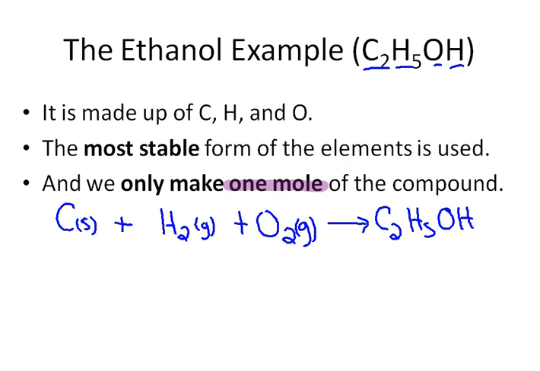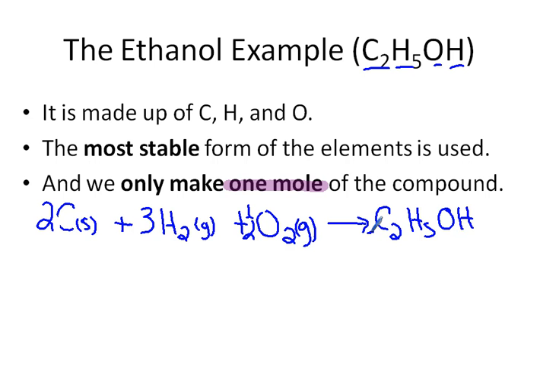So since we only want 1 mole of the ethanol, we've got some crazy balancing that goes on here. And it looks like this. We have 2 carbons and 3 hydrogens, and here comes the crazy part, 1/2 of an oxygen, okay? To get us just 1 mole, you notice there's nothing there because it's 1 mole of our ethanol, okay?